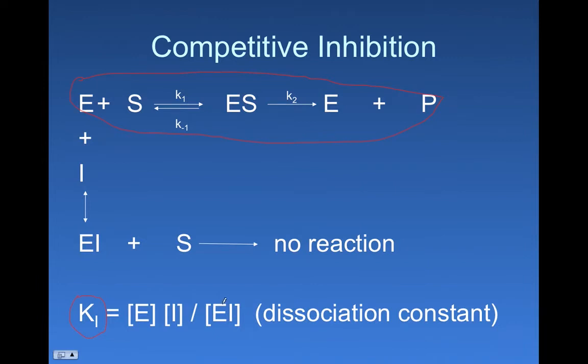If you have a really low dissociation constant, that indicates a really potent inhibitor. A low dissociation constant means that the enzyme is binding to the inhibitor most of the time. And so an effective inhibitor is one that has a low dissociation constant, and you've got it at a high concentration, and it can outcompete that substrate.